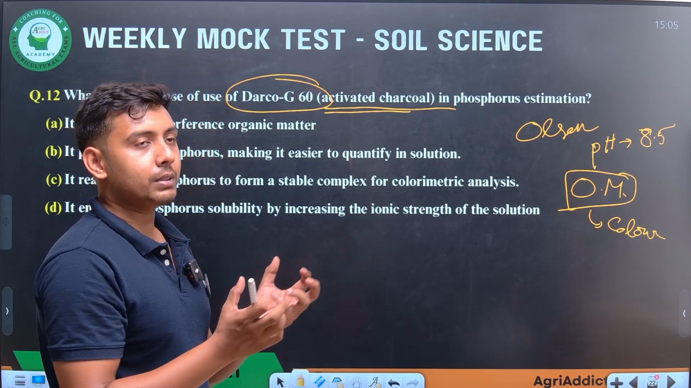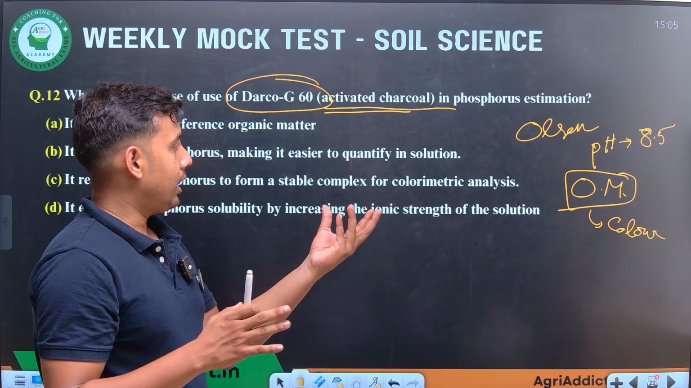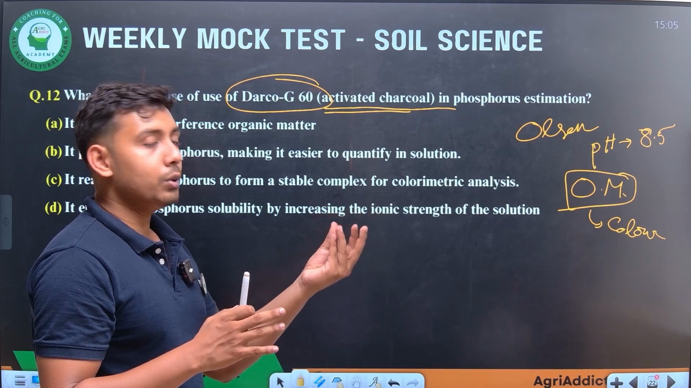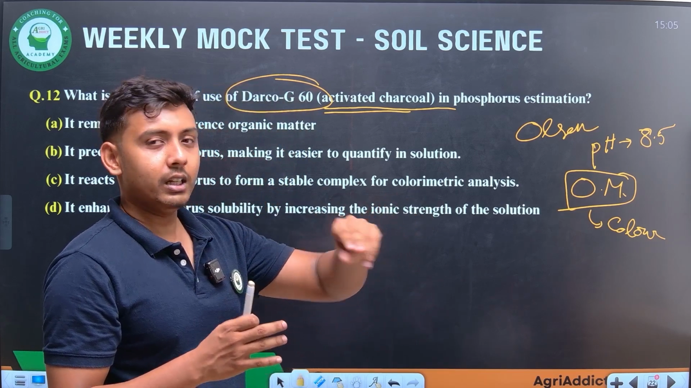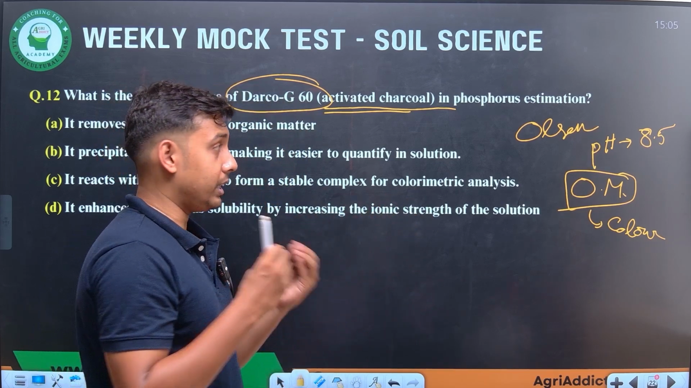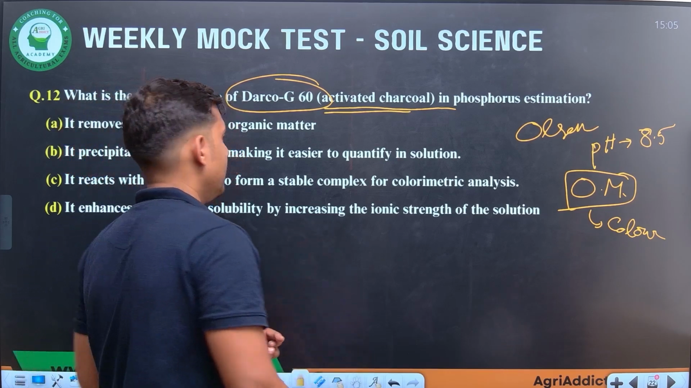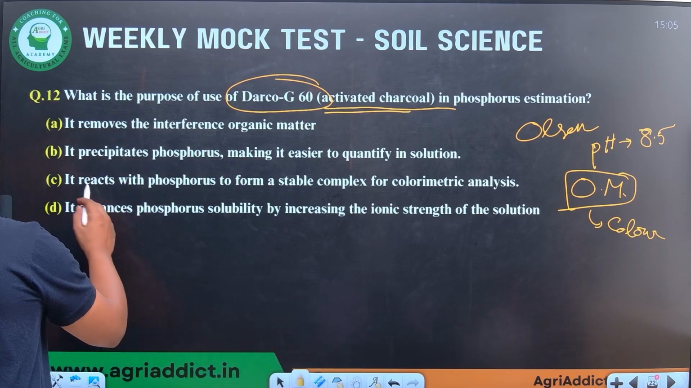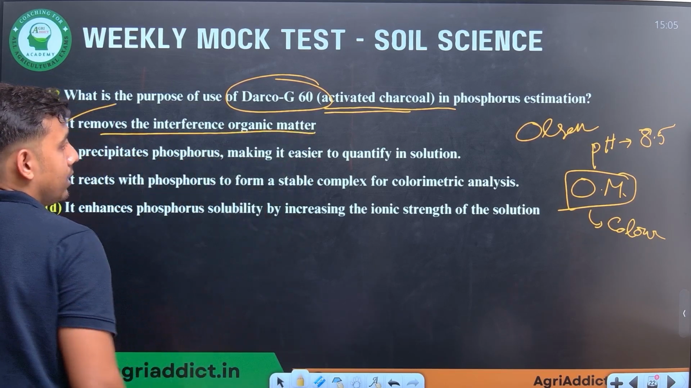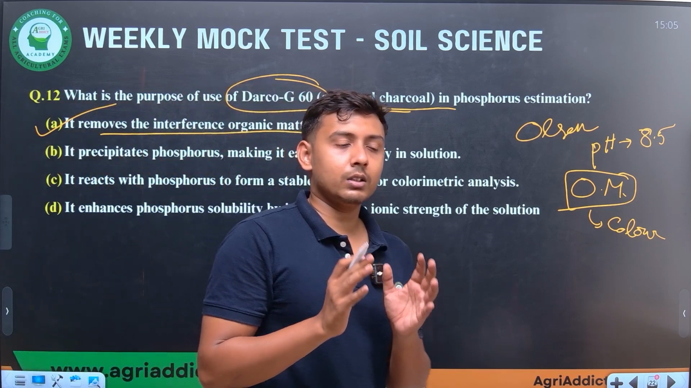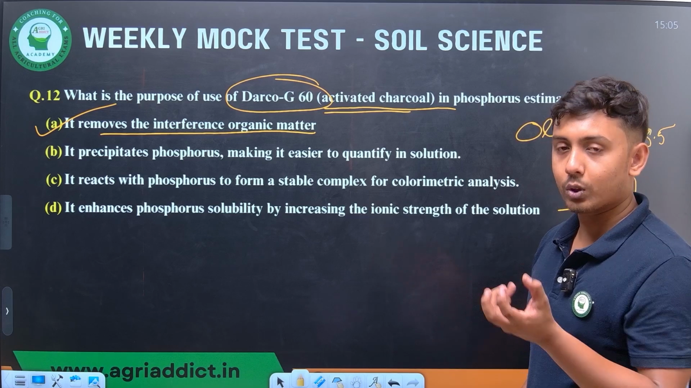So Darco G60 will absorb the organic matter that is present in the soil solution, and that solution, that is the filtrate, after filtration will give a clear extract. So the clear extract will have no interference of the color. So it removes the interference of the organic matter. This option will be correct. So this is actually the function of Darco G60 or the activated charcoal. Charcoal will absorb the organic matter.